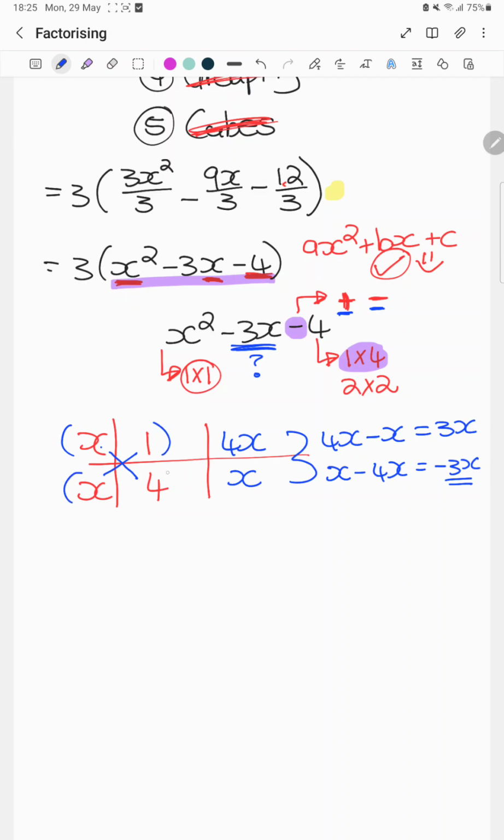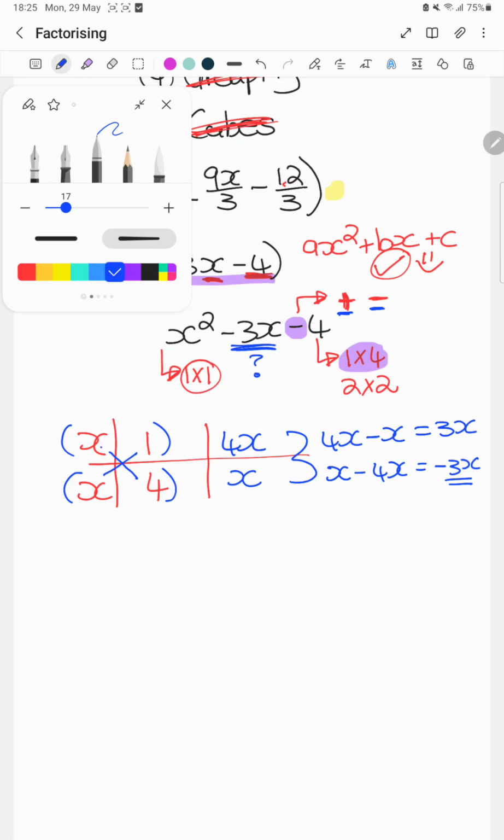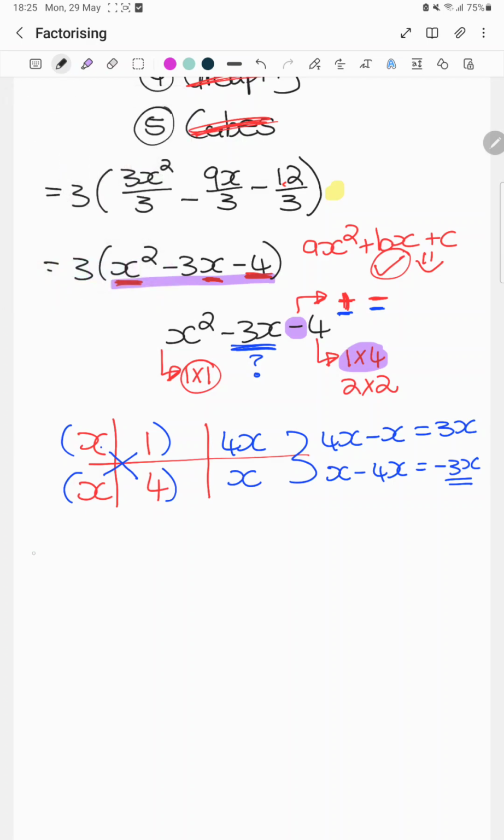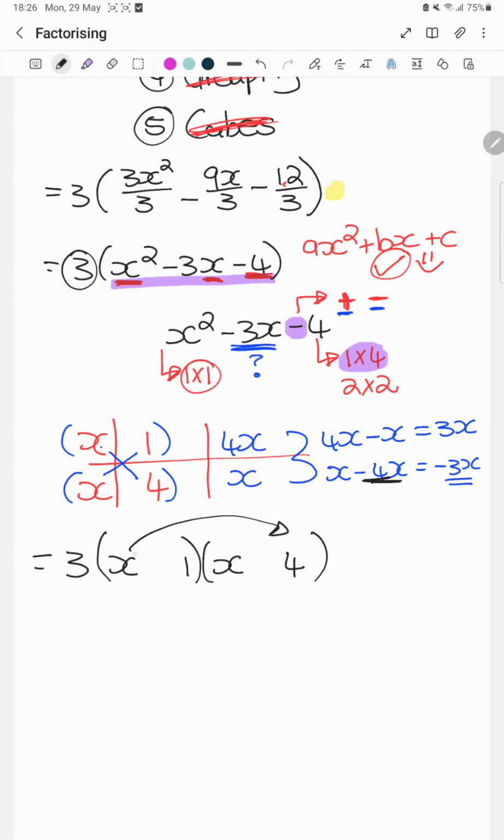Having this, I know that my top 2 things have to go into one bracket, and my bottom 2 things have to go into a bracket. So putting this into my final answer, I'm going to have my 3. Don't forget your 3. My one bracket is going to be x and a 1, and my second bracket is going to be x and a 4. Now remember what had to be negative? My 4x. So if I multiply my first and my last term, I get 4x. So this has to be negative and this has to be positive. And there you successfully factorized.